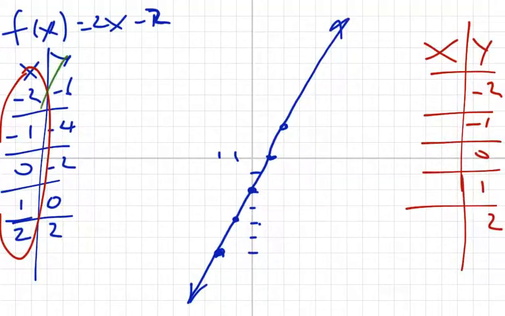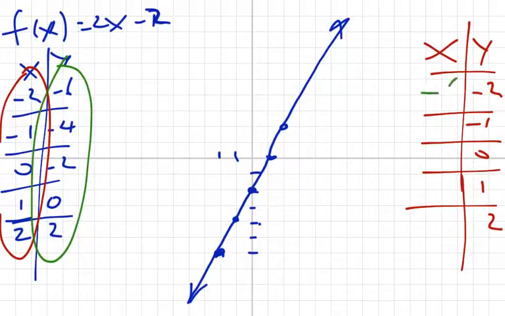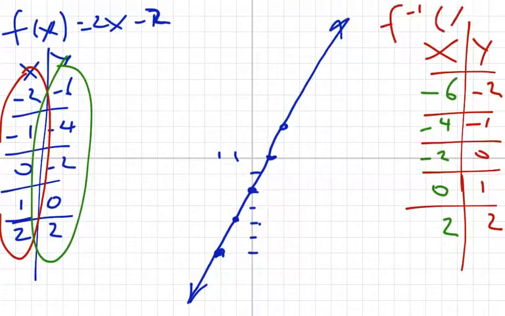And all these values that I have on y, they're going to be on x. Negative 6, negative 4, negative 2, 0, and 2. This will be for your inverse function. I just need to plug those values. So let's do it with red, I guess.